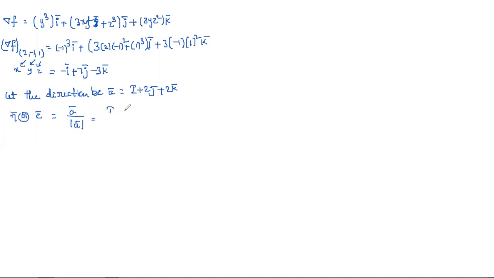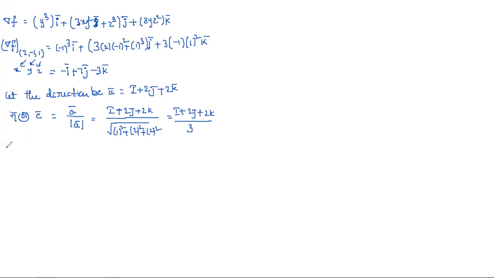A bar is nothing but i plus 2j plus 2k by square root of, so magnitude of this one is nothing but i coefficient square plus j coefficient square plus k coefficient square. So this is equal simply what we got, i plus 2j plus 2k by, so this is nothing but 2 square 4 plus 4 is 8 plus 1 is 9, square root of 9 is nothing but 3. So this is e bar.